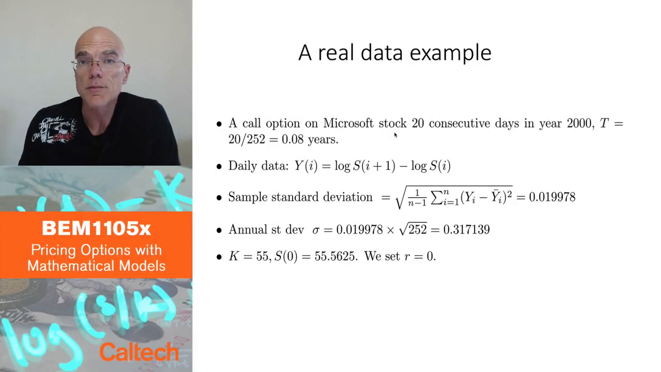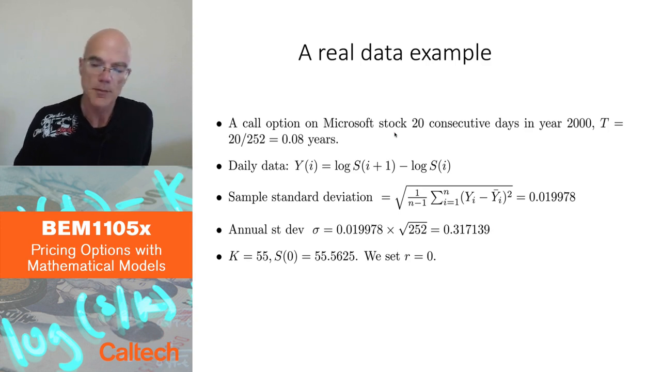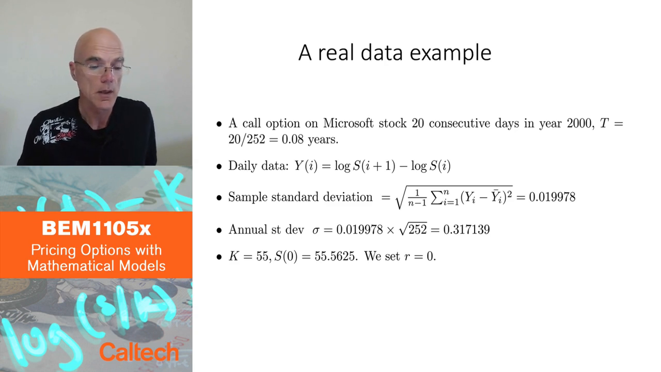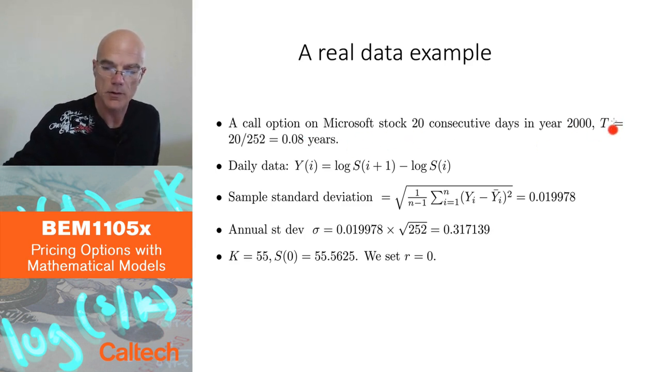Now I'm going back to that data that I showed you. It's going to be 20 consecutive days, which was actually in year 2000 for the Microsoft stock. And I'm computing maturity as 20 over 252, where 252 is a typical number of working days on Wall Street in a calendar year. So that's about 0.08. So I'm going to use 0.08 initially for time to maturity.